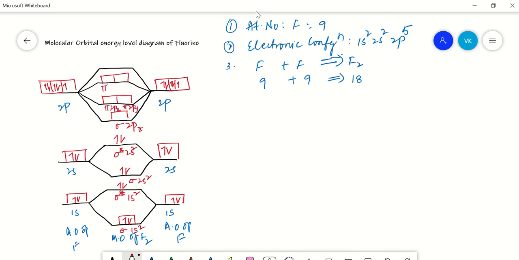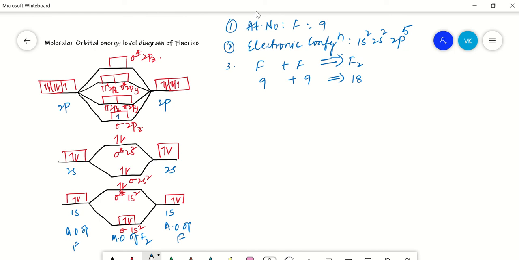This is your pi star 2px, and this is your pi star 2py. We are not going to change anything in this antibonding molecular orbital, so this is your pi star 2pz, right? Now start filling up your p orbitals here. 10 electrons are present in total.